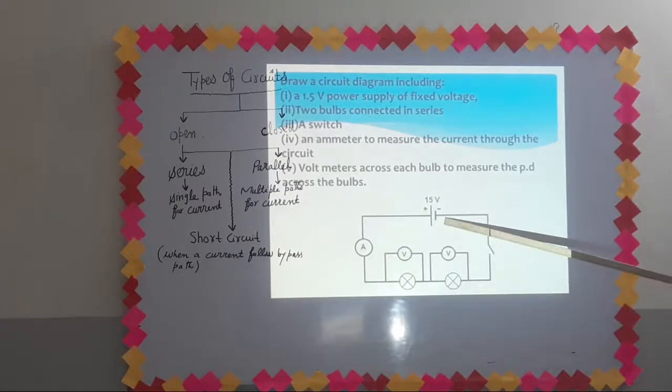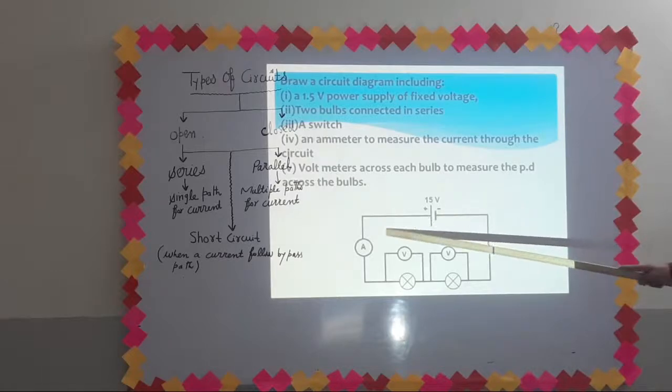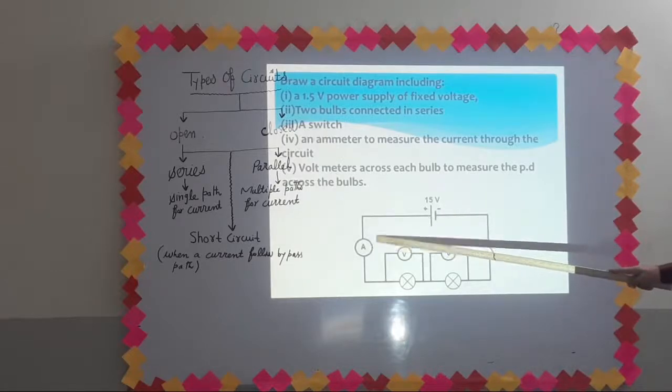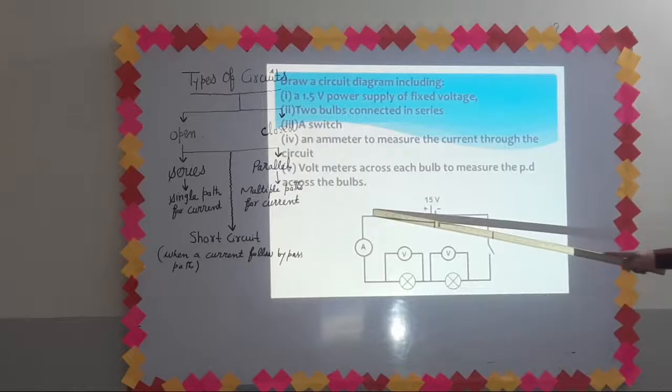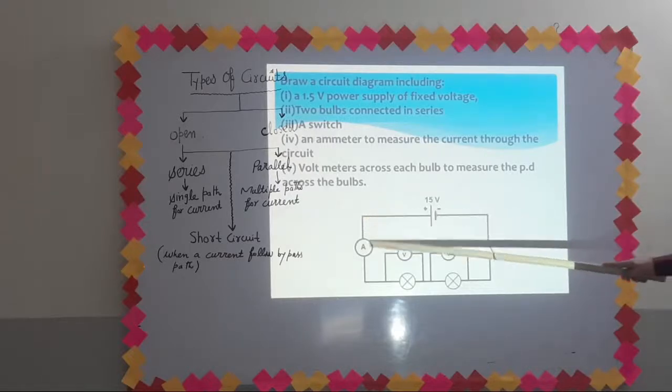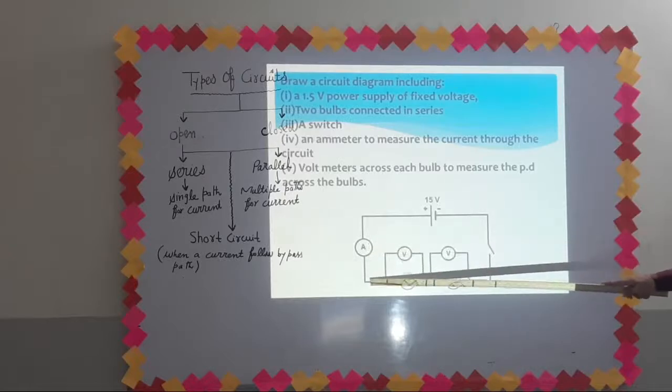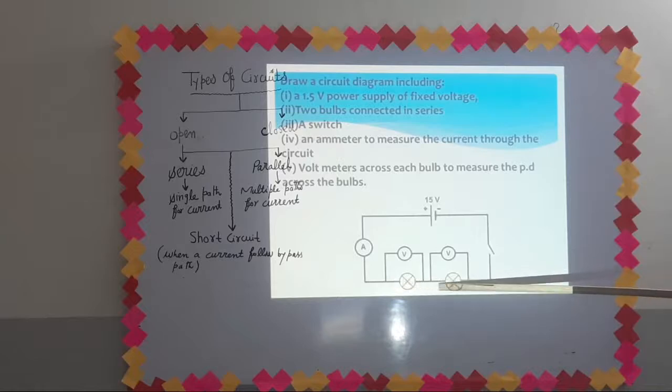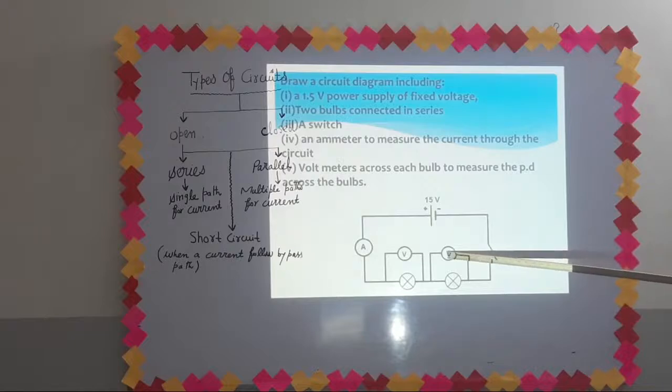This is the symbol of a battery. This is the symbol of an ammeter. The ammeter has been connected with the battery in a straight line, which means a series circuit. These are two bulbs which have been connected in a single straight line, which means a series circuit, and this is a switch. The voltmeter is always connected parallel to the bulbs.